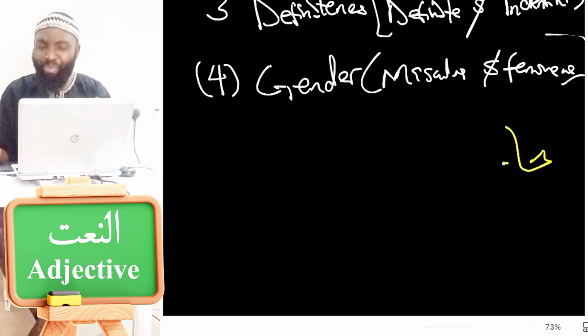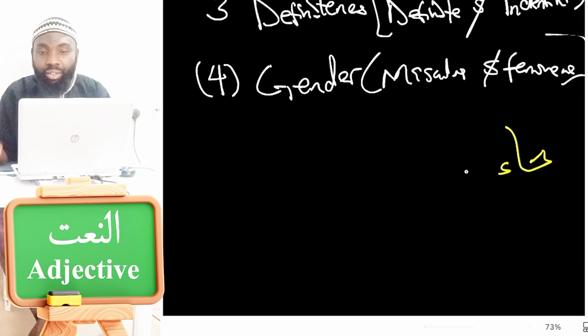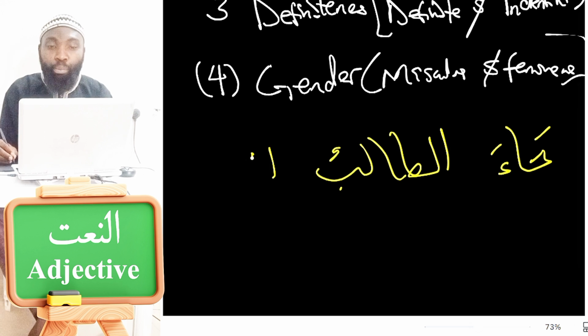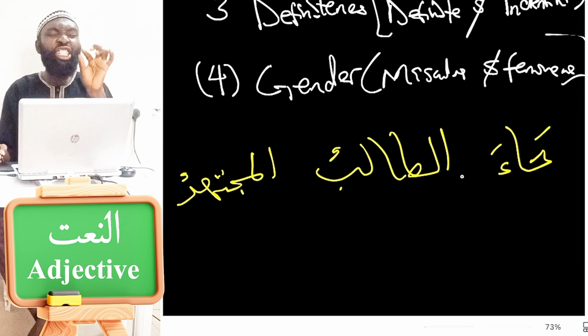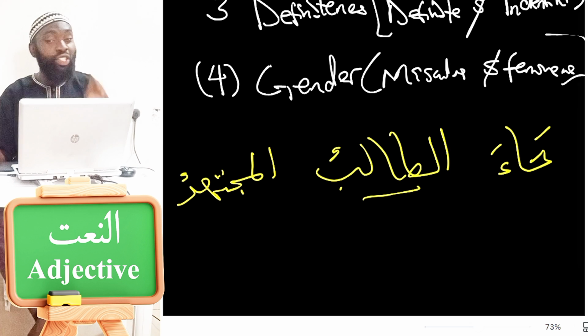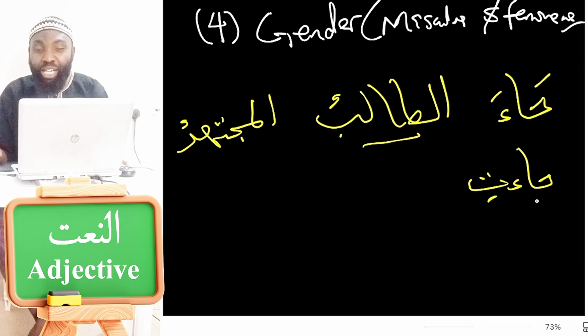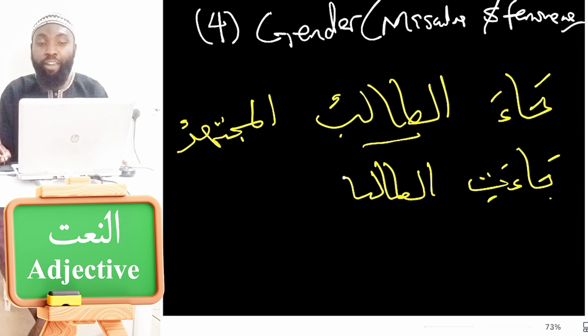An example. Look at it. Let's use the same example. Ja'a talibul mujtahidu, the hardworking male student. Talibu means male student. Now, if it was a female, we would say ja'ati talibatu. Now, we are talking about a female student. That's why we said ja'ati talibatu.